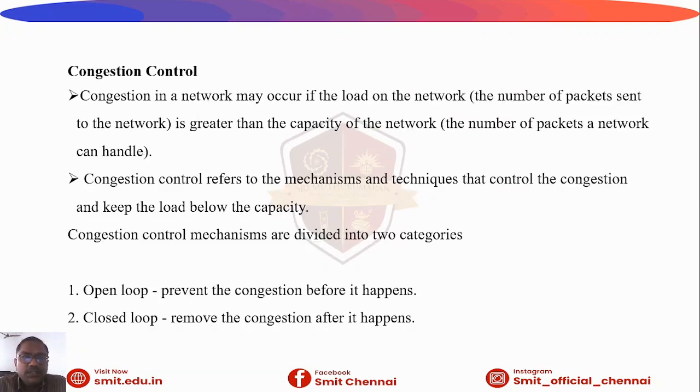Next one is congestion control. Congestion may happen in a network when the load of packets in the network is more than the capacity of the network. That is what is called congestion. Congestion control means the mechanisms and techniques that are used to control congestion and keep it below the network capacity. There are two different mechanisms used for this purpose. First one is open loop, that is, prevent the congestion before it happens. Number two is closed loop, that is, remove the congestion after it has happened.